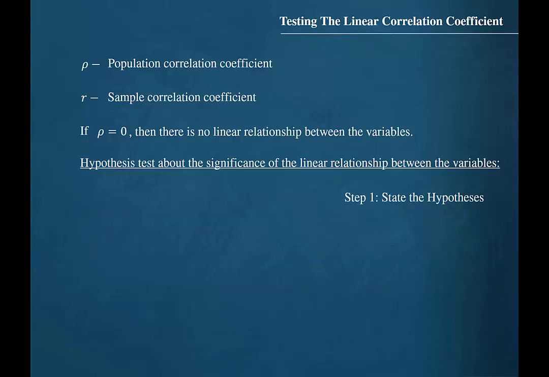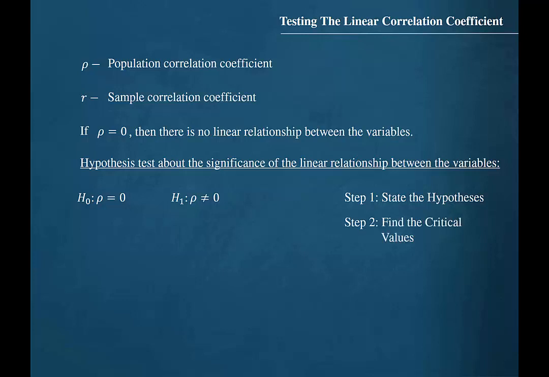Step 1 in the hypothesis test is to state the hypotheses. The null hypothesis will be that rho is equal to 0. The alternative hypothesis will be that rho is not equal to 0. There is no need to place the claim in this type of hypothesis test, as this test is always about whether or not there is a linear relationship between the variables. If we reject the null hypothesis, then we will conclude that a significant linear relationship exists between the variables.